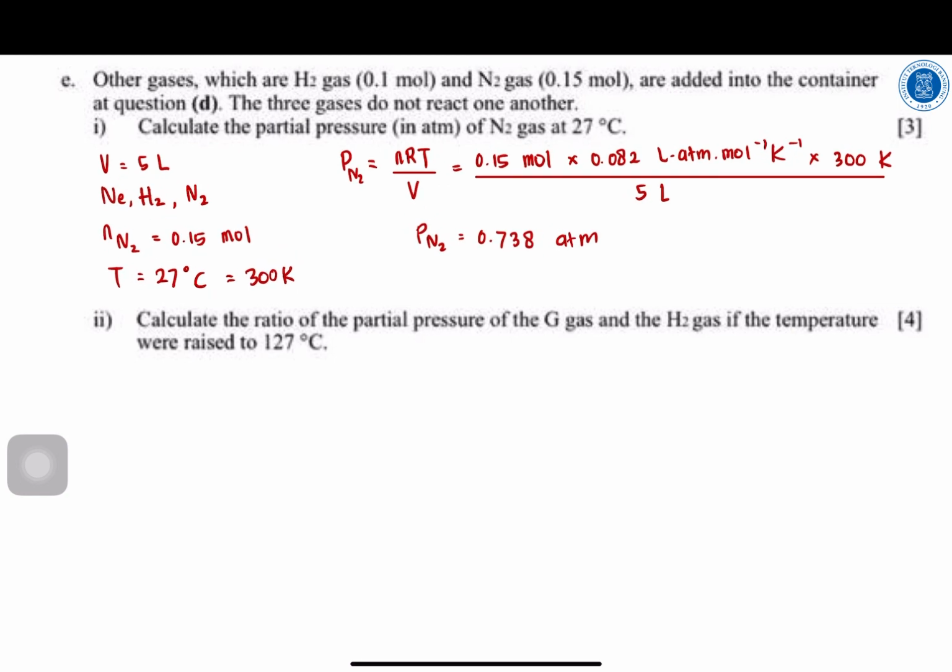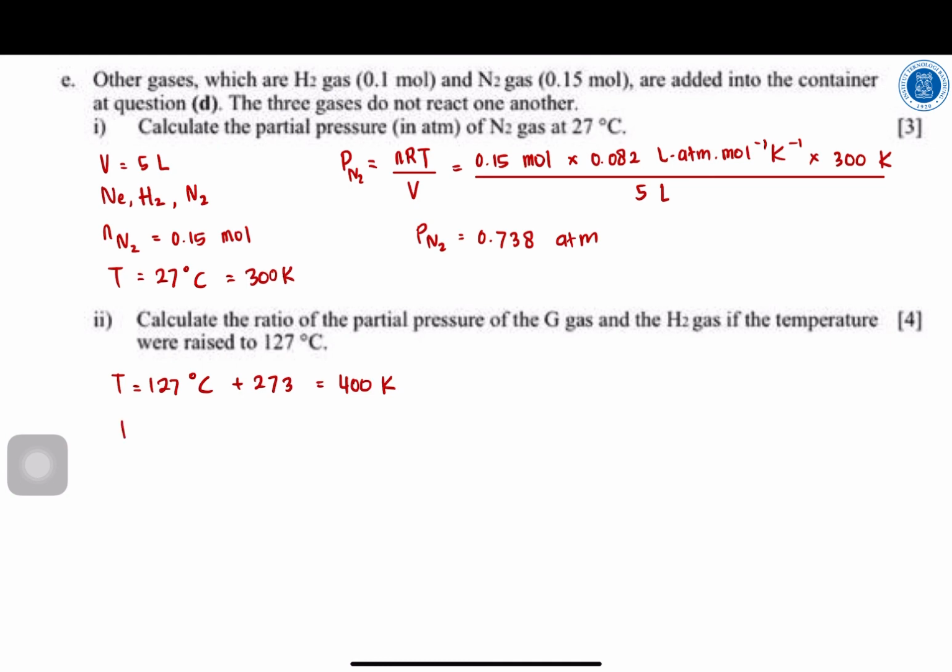And then the next question, calculate the ratio of the partial pressure of the G gas and the hydrogen gas if the temperature were raised to 127 centigrade. So now we have T, which is 127 centigrade. So we have to convert it into Kelvin. So add 273, 400 Kelvin.